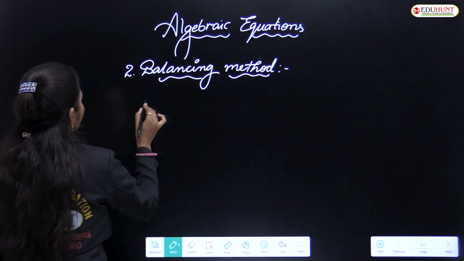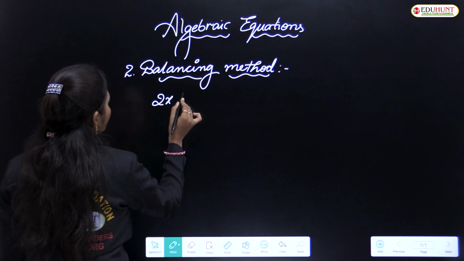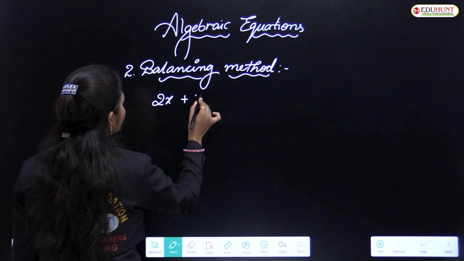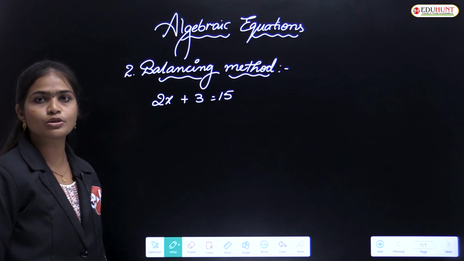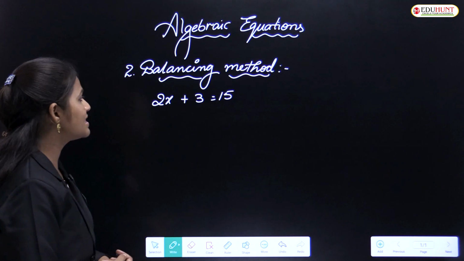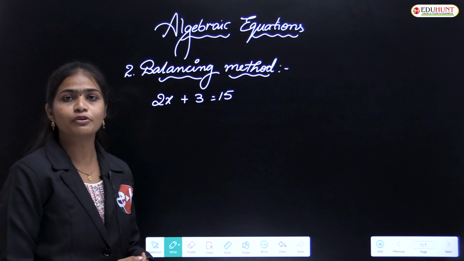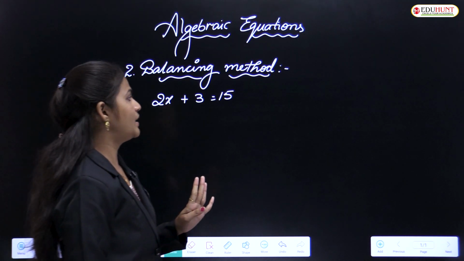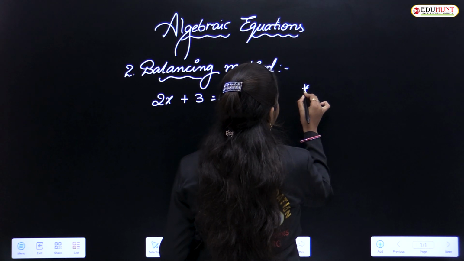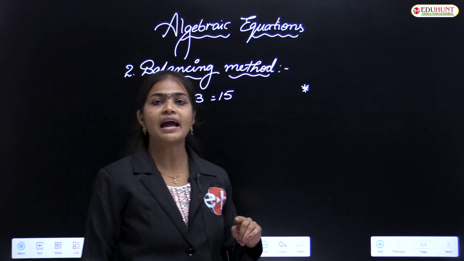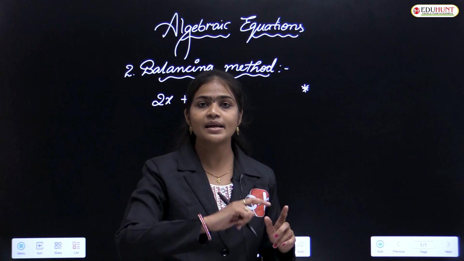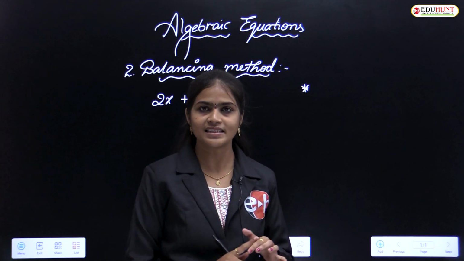Okay, so for example, the same example I am going to take: 2x plus 3 is equal to 15. 2x plus 3 is equal to 15. So balancing method means what? Here we have to follow 4 steps. How many steps? 4 steps. What is the first step? By whichever number we add to the LHS, the same number should be added to the RHS.